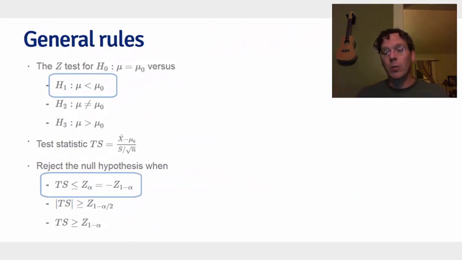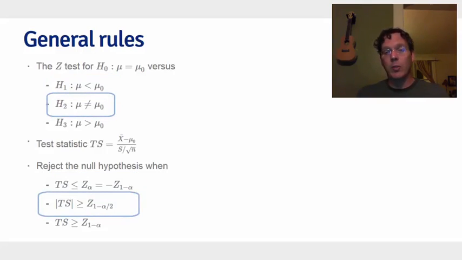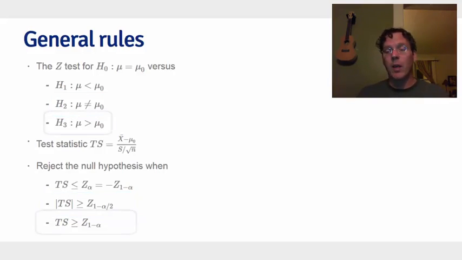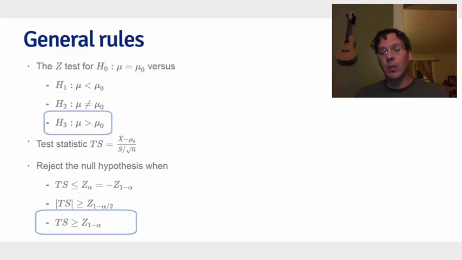So what we want to do is in H1 reject if our test statistic is small, because that's pretty much the same as the mean being small, right? The X bar being small. In H2, we want to reject if our test statistic is either too large positive or too small negative. In other words, whether its absolute value is large. And in the third case, we want to reject if our test statistic is too large.